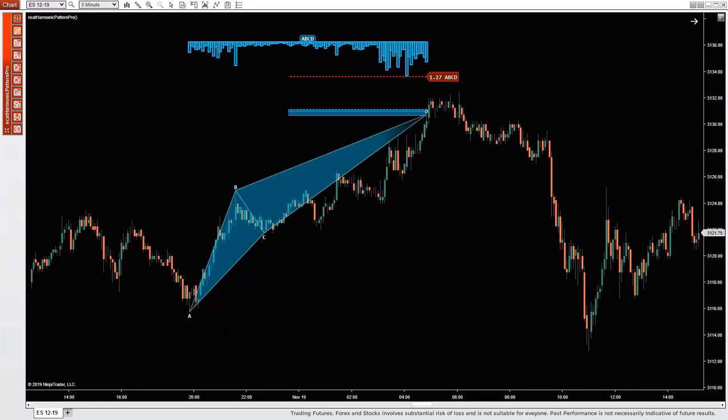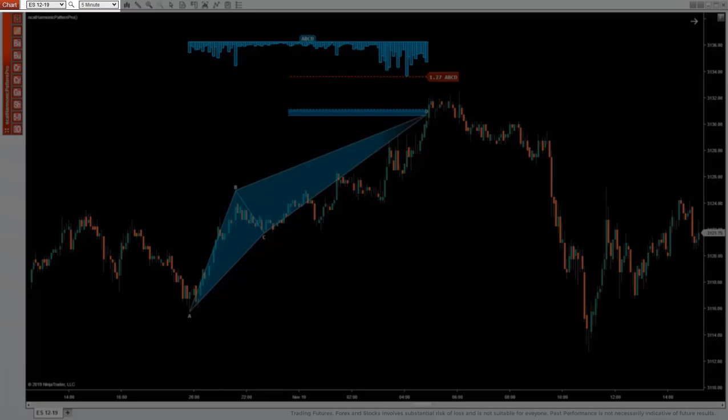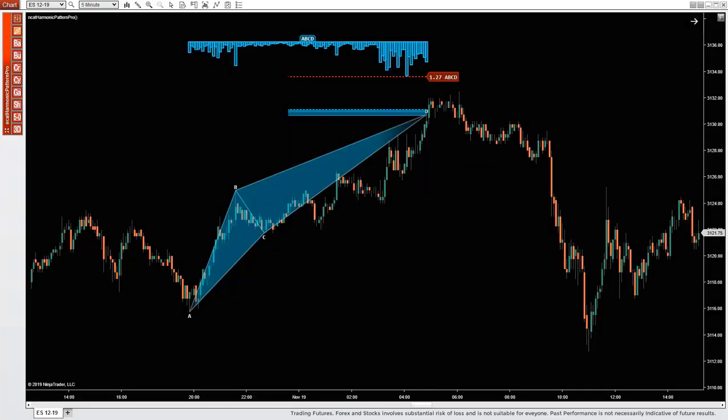Okay, now let's look at how all these tools work together to help you find high profit retracement and reversals in any futures market and time frame. In this first example, we're looking at an S&P 500 5-minute chart. This is a simple ABCD pattern, which is a typical reversal pattern. Right now, we're looking for a short entry around the highs here.